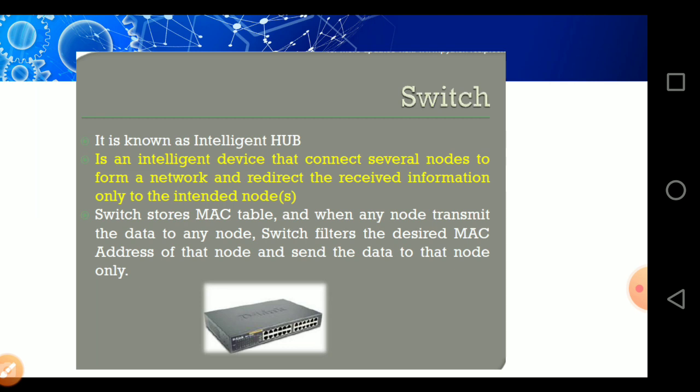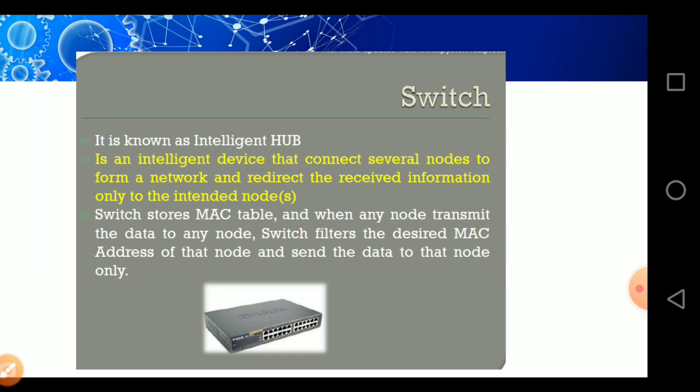A switch is a networking device which does the same function as a hub. But the difference is that a switch will sort or filter the data, which means it will give the data only to the computer which is concerned about that data, not in a broadcast mode. So it is known as an intelligent hub.